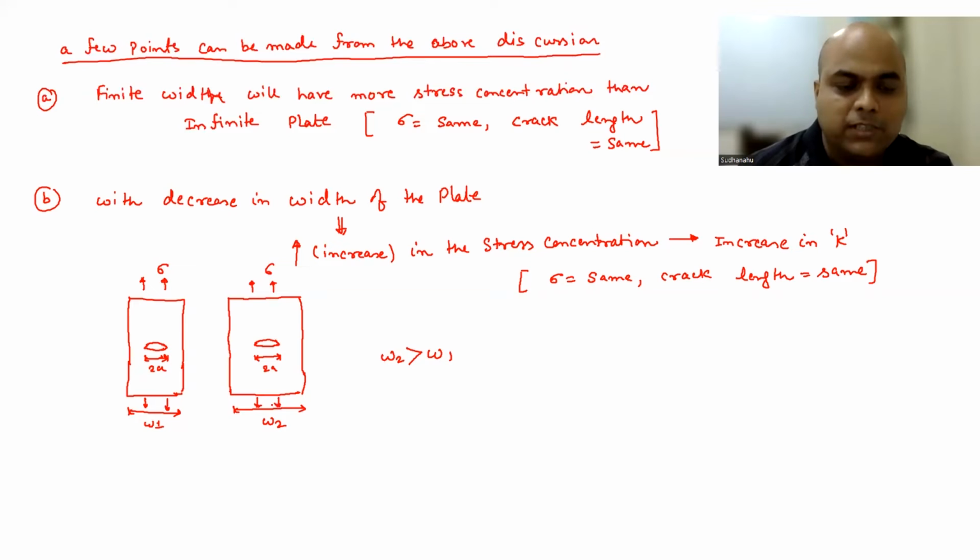Okay. Now, if you just draw the line of forces or stress trajectory, you will eventually see that if the width is smaller, in this case W1, the stress concentration in W1 is going to be higher because all the line of forces need to get squeezed in W1, which is the smaller width. So the line of forces will be much closer in W1 as compared to W2. That means the stress concentration will be higher in W1. This also means that the stress intensity factor is going to be higher in W1. Okay. That is point B.